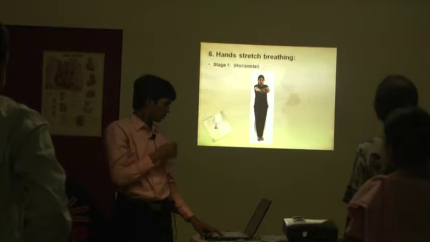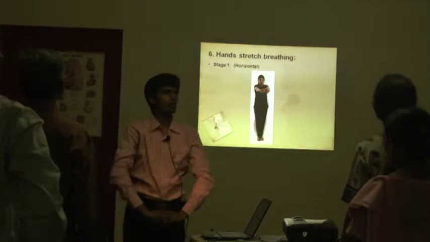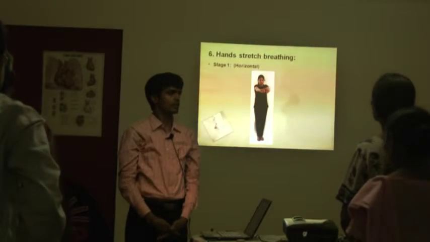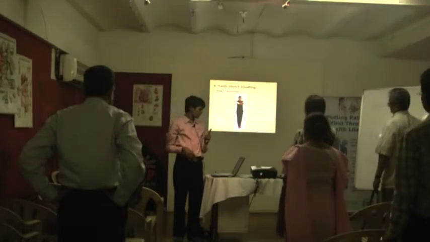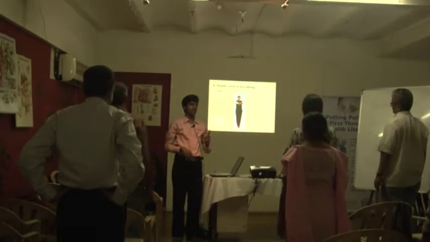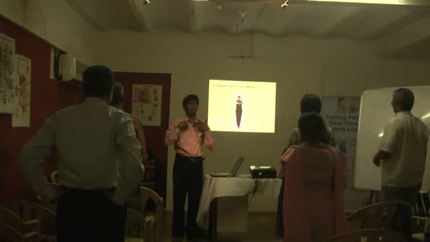Now, let us come to the next practice. First, what we did was called Tadasana. Tad means palm tree. Now we do sectional breathing. Okay, hand stretch breathing. There are 3 lobes in the lung: lower lobe, middle lobe and upper lobe.